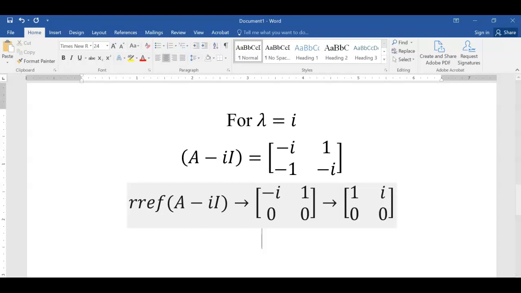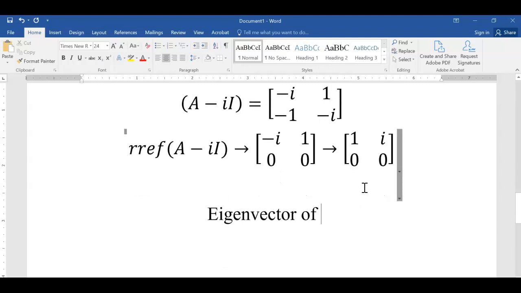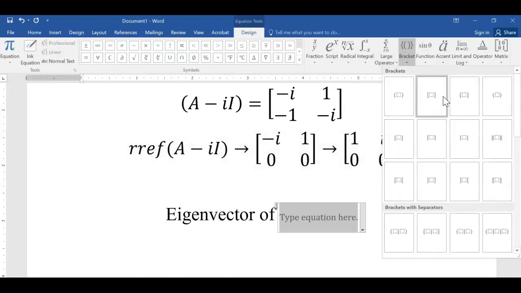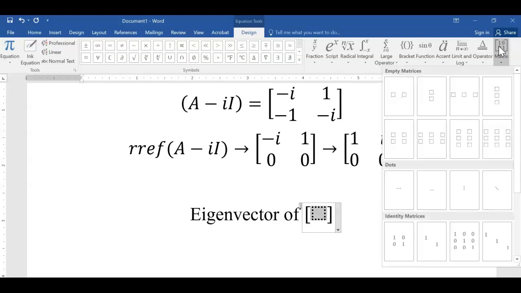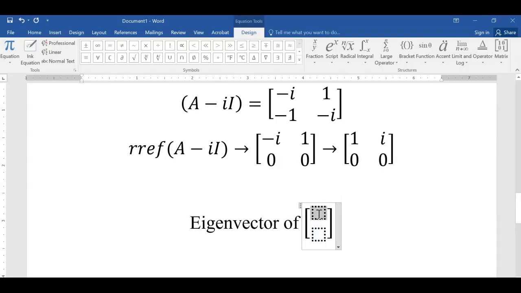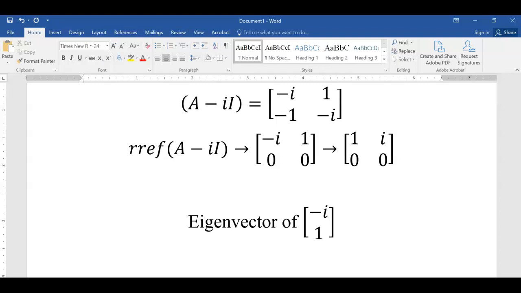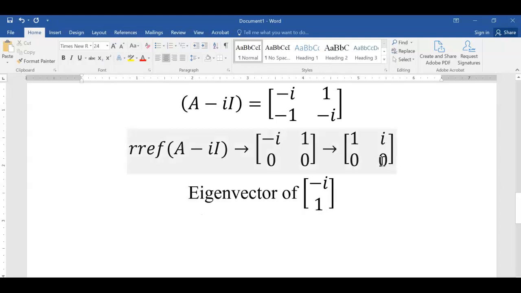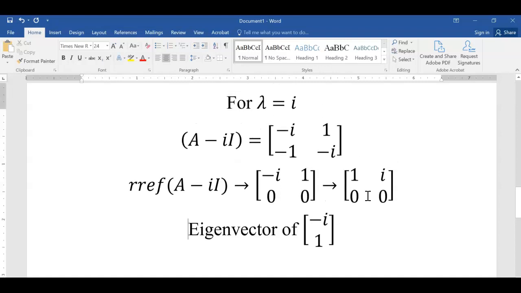And what's that mean? That means that we have an eigenvector. What would I need? Well, x1 is going to be negative I times x2, and x2 is going to be free. So the eigenvector we're coming up with is negative I, 1. Okay? Now again, we do that by hand. It takes a little bit of time, but this one is not so crazy hard.